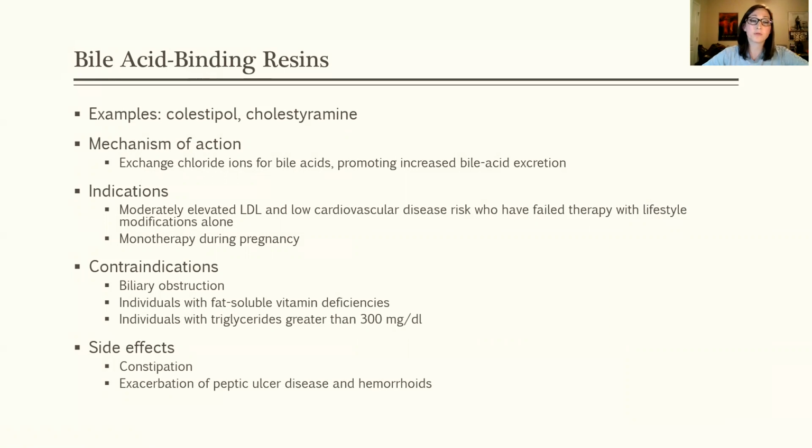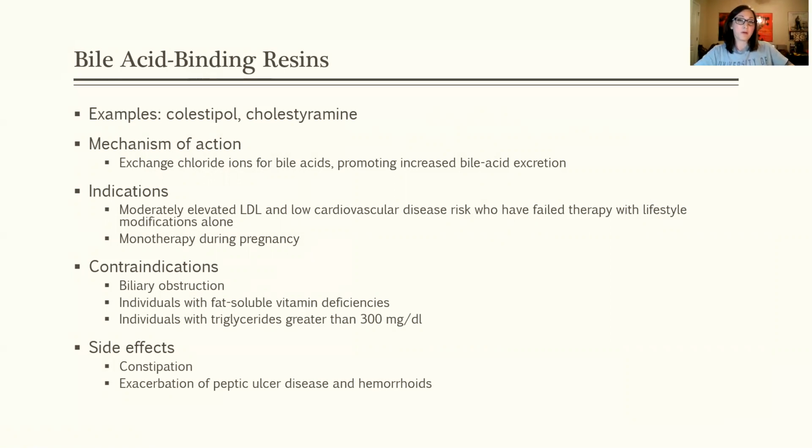Contraindications include biliary obstruction, individuals with fat soluble vitamin deficiencies, and individuals with triglycerides that are greater than 300. And that is because this class of medications can actually increase triglycerides. So you don't want to give it to someone whose triglycerides are already very, very elevated, because they can elevate even more. Side effects common to this class of medications include constipation and exacerbation of peptic ulcer disease and hemorrhoids.